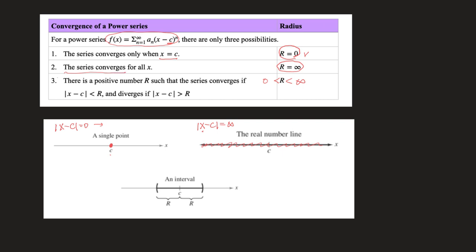But the other one, the most important thing, is absolute value of x minus c is less than R. That means you have a center, and we discussed absolute value inequality. From the center, the distance is going to be R on each side. Only the x values in this interval, the series is going to converge here. Outside of here, then the series is going to diverge.